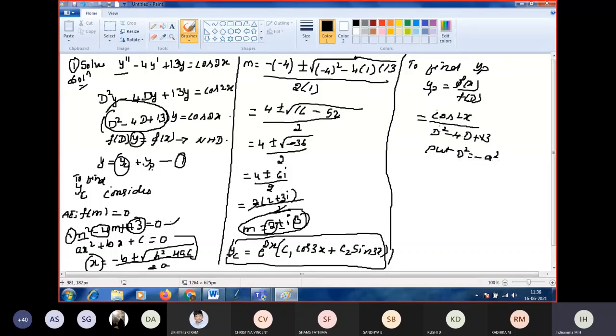What is a here in the numerator? Cos ax. What is a? 2. So then it is nothing but minus 2 square, that is 4. So don't take minus 2 whole square, minus 2 square, that is minus 4. So now substitute d square as minus 4. So we obtain cos 2x divided by minus 4, minus 4d plus 13.